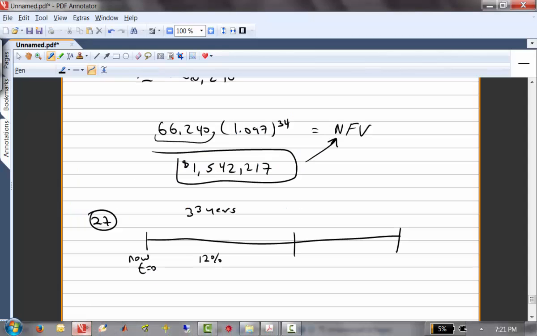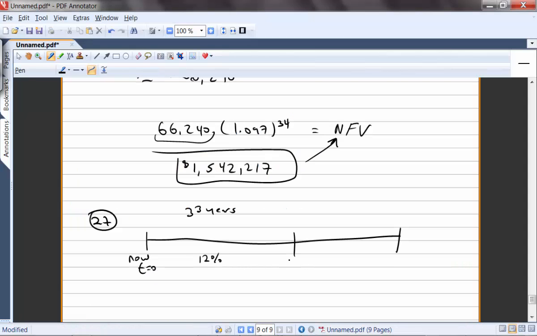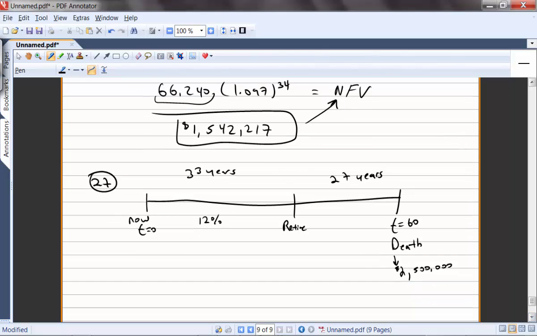So, and then we retire right here. And then this time period is 27 years. We expect to live 27 years after retirement. This is t equals 60. This is death. As bad as it sounds. We want to have 2,500,000 left. Exactly. It didn't say at least. We want to have 2.5 million in the account when we die.